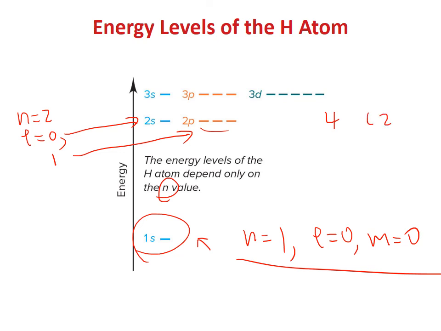It's 2 squared, n squared. So 4 orbitals. These 4 orbitals have the same energy because they all have principal quantum number 2. The principal quantum number is the same, and the energy only depends on n. Similarly, when n equals 3, we have 3s orbital, 3p orbital, 3d orbital. In total, we have 3 squared, which is 9 orbitals. And these 9 orbitals have the same energy because the principal quantum number is the same, 3.